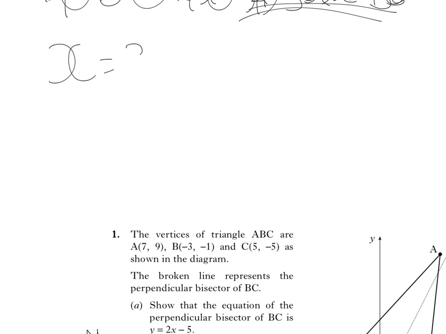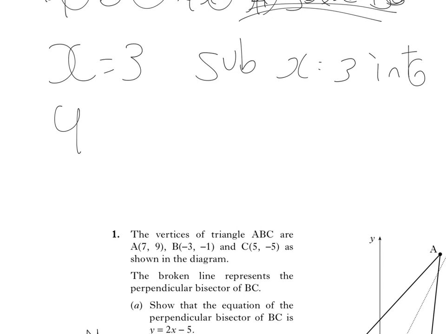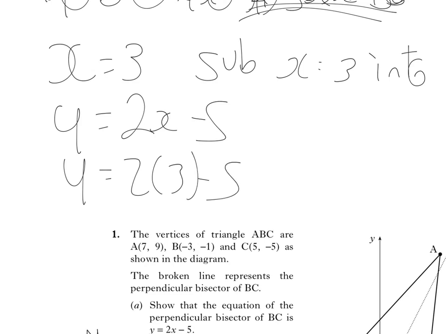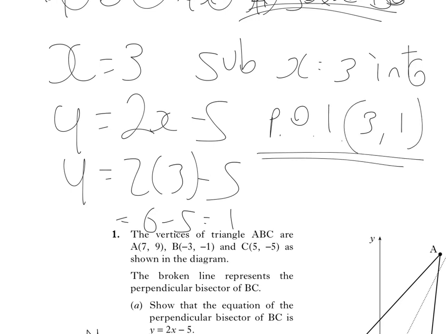And x equals 3. I'm going to sub x equals 3 into one of the equations. So I'm going to put it into 2x minus 5. And that'll be 2 bracket 3 minus 5, which is 6 minus 5, and that's 1. So the point of intersection then is (3, 1). That's the final answer to the question.